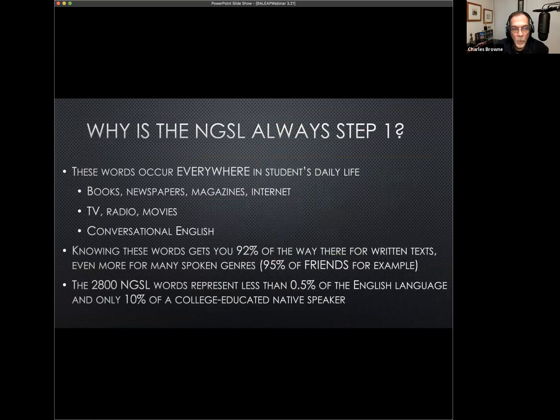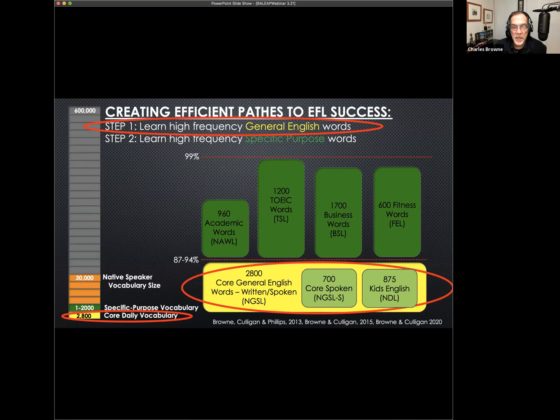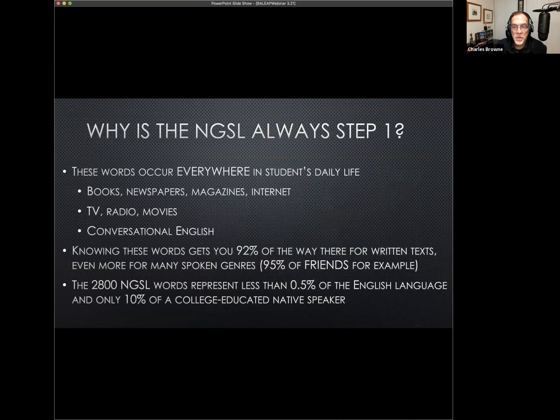So why do I want the NGSL to be yellow? Why do I want that to be taught first always? That's because those words occur everywhere in students' daily life. It's just not that helpful for students if they were to study only academic English or only medical English. Very often what happens is the students are able to deal with complicated materials in their field, but they are not able to deal with daily English.